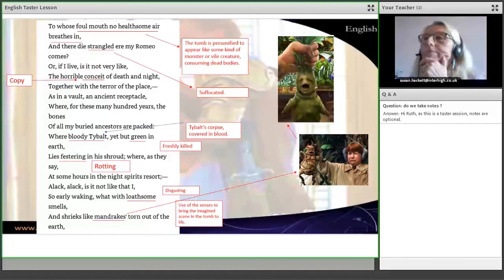To those foul mouths, no healthsome air breathes in, and there dies strangled ere my Romeo comes. Or if I live, is it not very like the horrible conceit of death and night, together with the terror of the place, as in a vault, an ancient receptacle, where for these many hundred years the bones of all my buried ancestors are packed, where bloody Tybalt, yet but green in earth, lies festering in his shroud, where, as they say, at some hours in the night spirits resort.